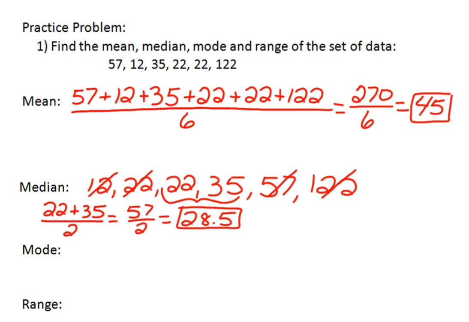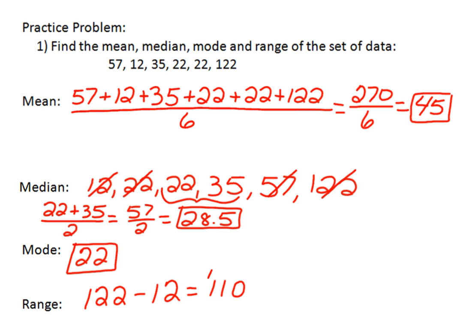The mode, just look at the numbers and see what number occurs the most. It's easier to look at the numbers when they're written in order. And we notice that the number 22 occurs the most. And the range, you take the highest number and subtract the lowest number, and that gives you the range. We should see work for every problem except the mode.